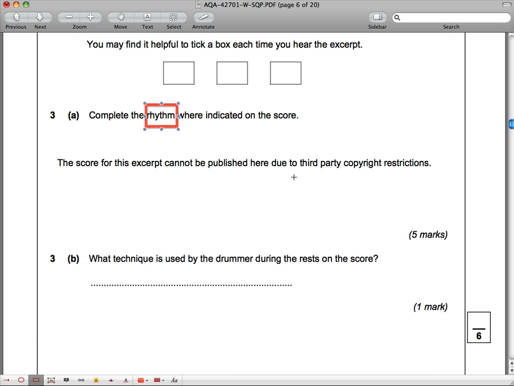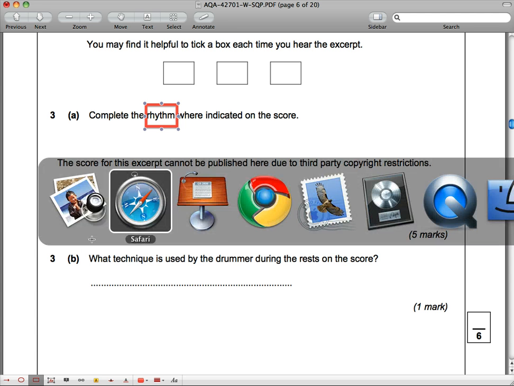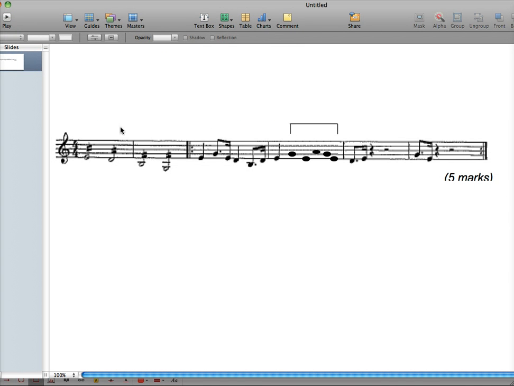Now, for some reason, AQA is saying copyright doesn't allow them to publish the score, but they've put it in the mark scheme, so I've recreated the question here. And you can see that there's a bracket identifying where you need to put the correct rhythm in, and they've already notated the pitch for you. So we've got G, E, A, G, E.